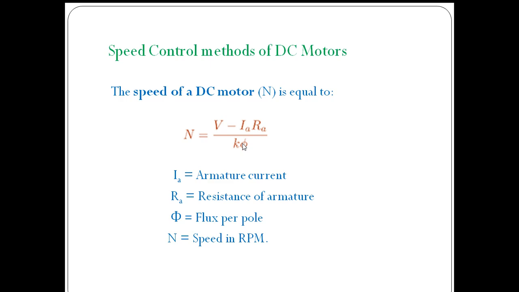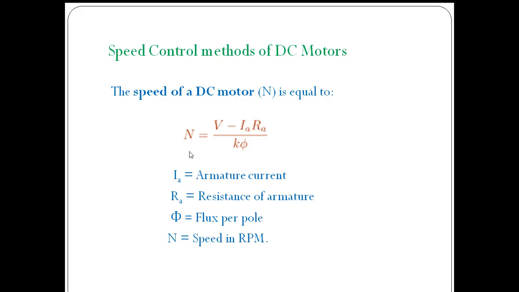Okay. So we are assuming that the motor is a constant flux machine, and we get the expression N = (V - IaRa) / (K phi), where Ia is the armature current, Ra is the armature resistance, phi is the flux per pole, and N is the speed in RPM of the DC motor.